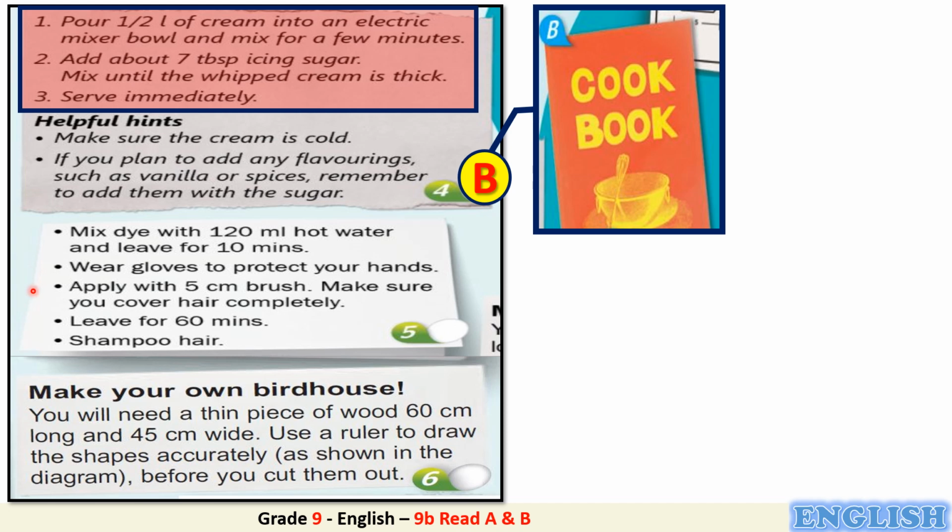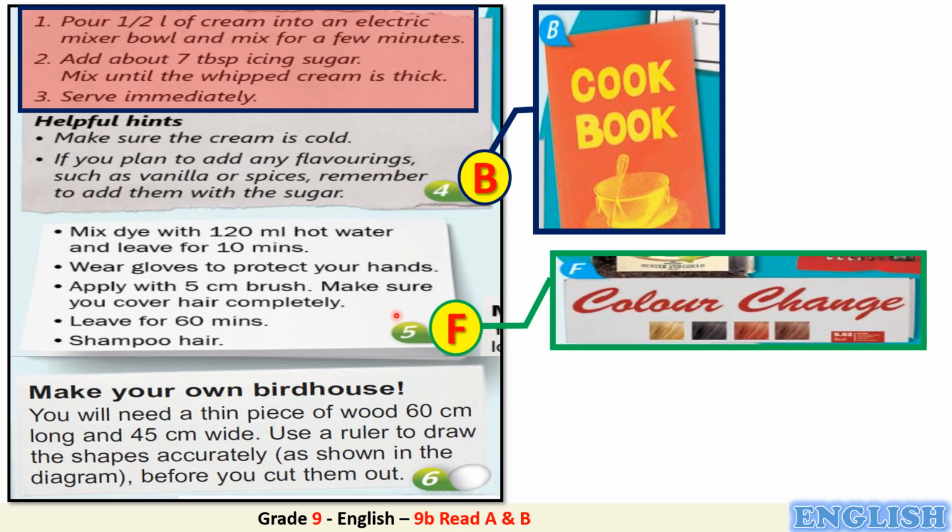Apply with a 5 centimeters brush. Make sure you cover hair completely. Leave for 60 minutes. Shampoo hair. The correct answer here is F. Why did we choose F? Because this is a picture of color change, and here we are talking about dye to change the color of hair. Number 6.